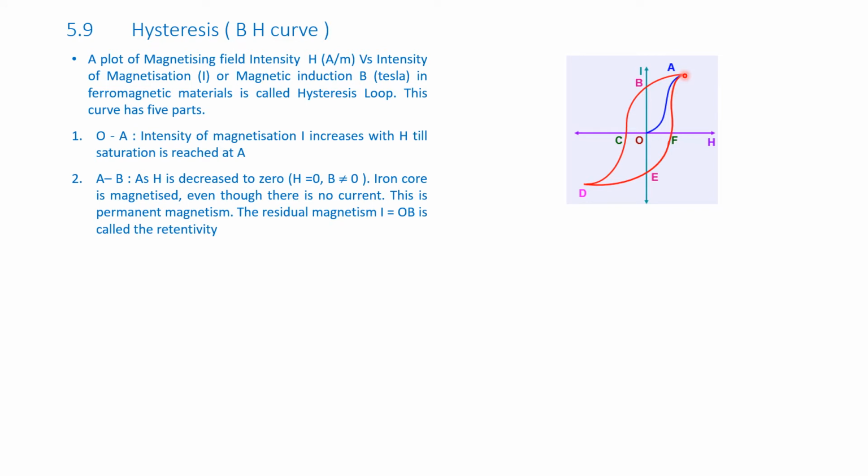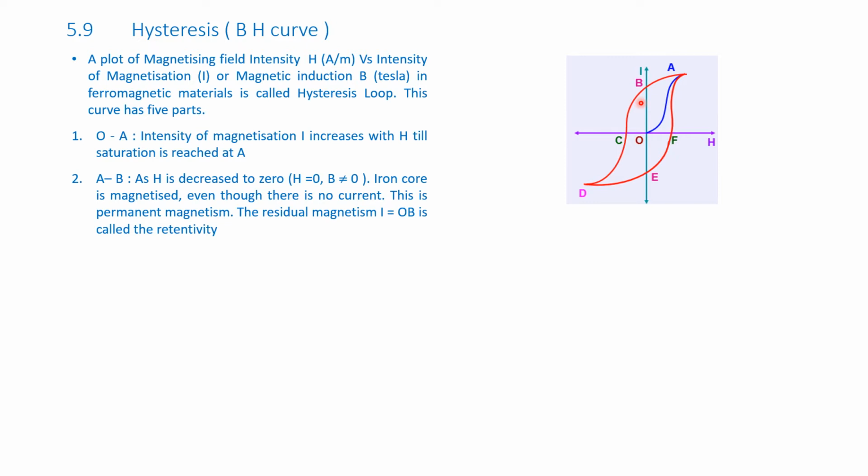Part AB. Now when it has reached saturation, we will reduce the current. When we reduce the current, it comes back to point B. It follows the path AB, as H is decreased to 0. See here, H becomes 0. At H equal to 0, the intensity of magnetization I is at point B.